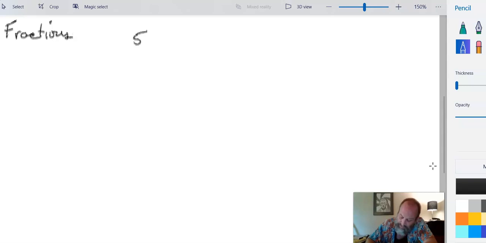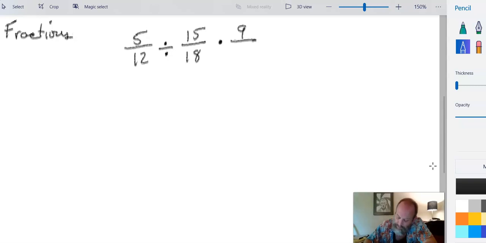Let's take a look at 5/12 divided by 15/18 times, oh yeah, I'm throwing another one in there because I'm crazy, let's do 9/8. We'll see what we get out of that. Okay, so go ahead and pause it, and then we'll look at our answer afterwards.